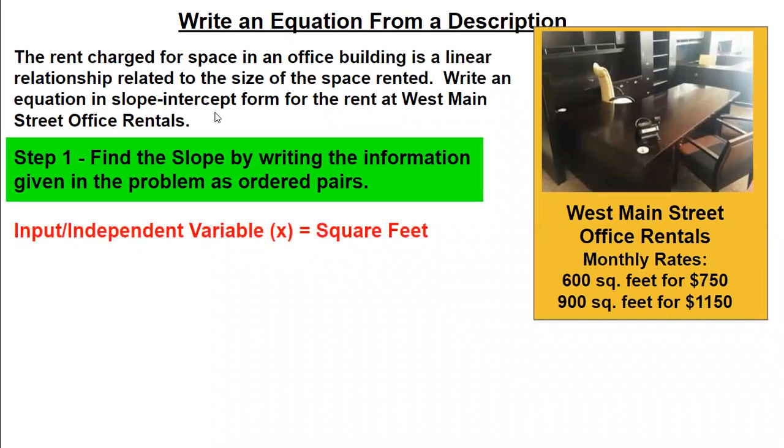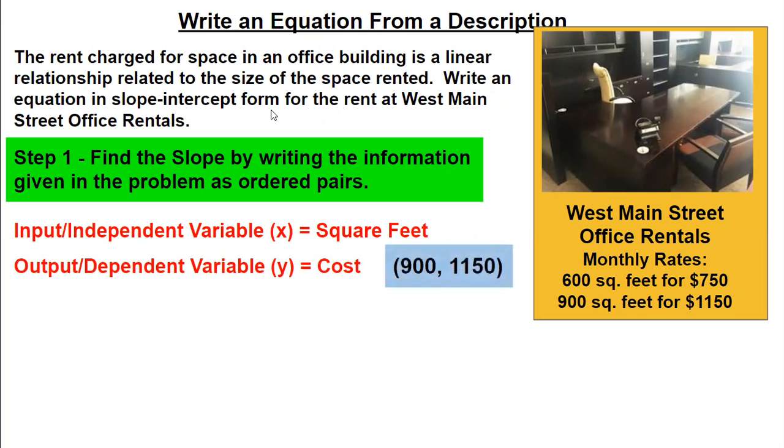Your input, your independent variable is square feet. Square feet doesn't depend on anything else. However, the cost depends on the square feet that you rent. So that's your output variable, your dependent variable, cost. So now we know what to put first. So 900, 1150 is one point, and 600, 750 is the other point. Don't rely on the fact that 600 is listed first here and then 750. You have to think it through because sometimes it might be the other way around.